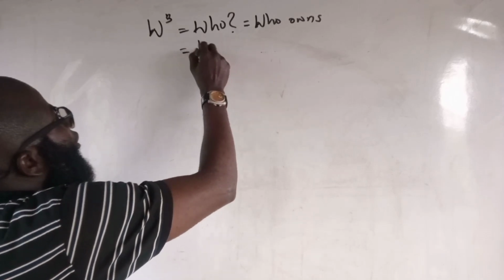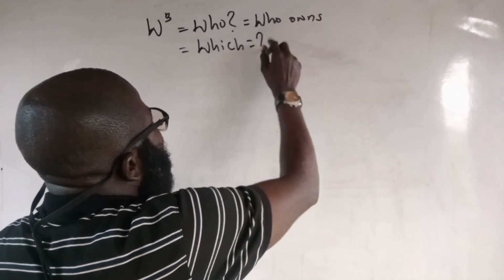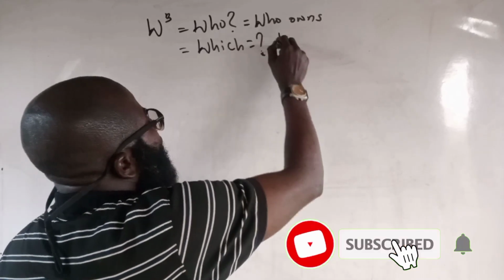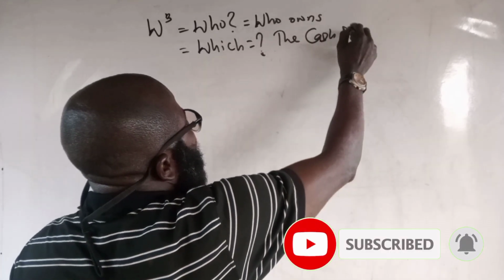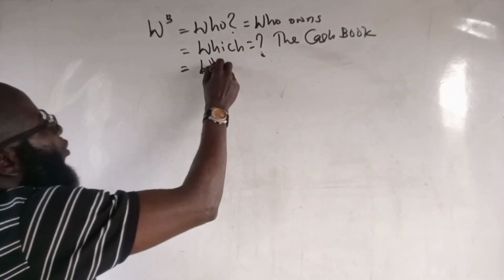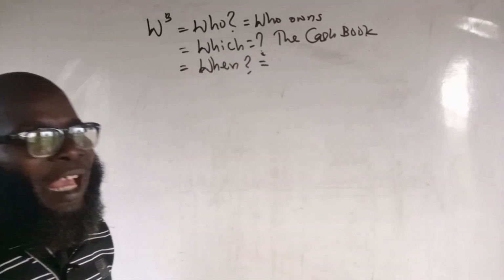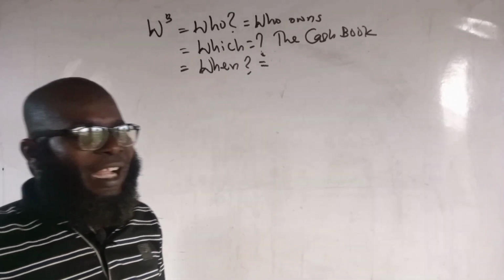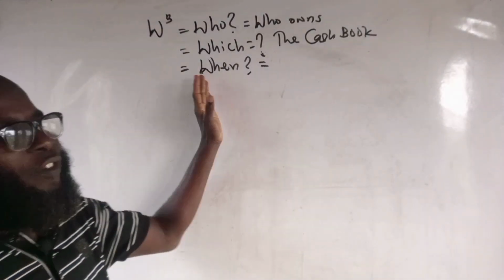Secondly, which type of account are you preparing? Now, we are preparing probably, let me say, the cash book. Then, the third W stands for when. This when means which particular year are you preparing the account, or probably the month. This is where your marks begin.